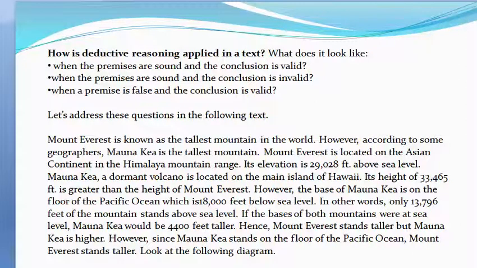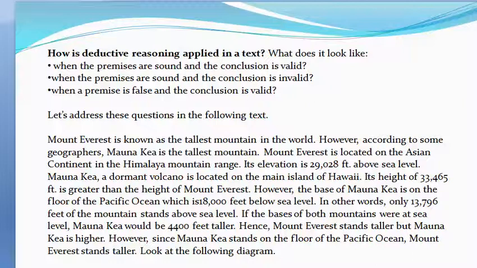If the bases of both mountains were at sea level, Mauna Kea would be 4,400 feet taller. Hence, Mount Everest stands taller, but Mauna Kea is higher. However, since Mauna Kea stands on the floor of the Pacific Ocean, Mount Everest stands taller.